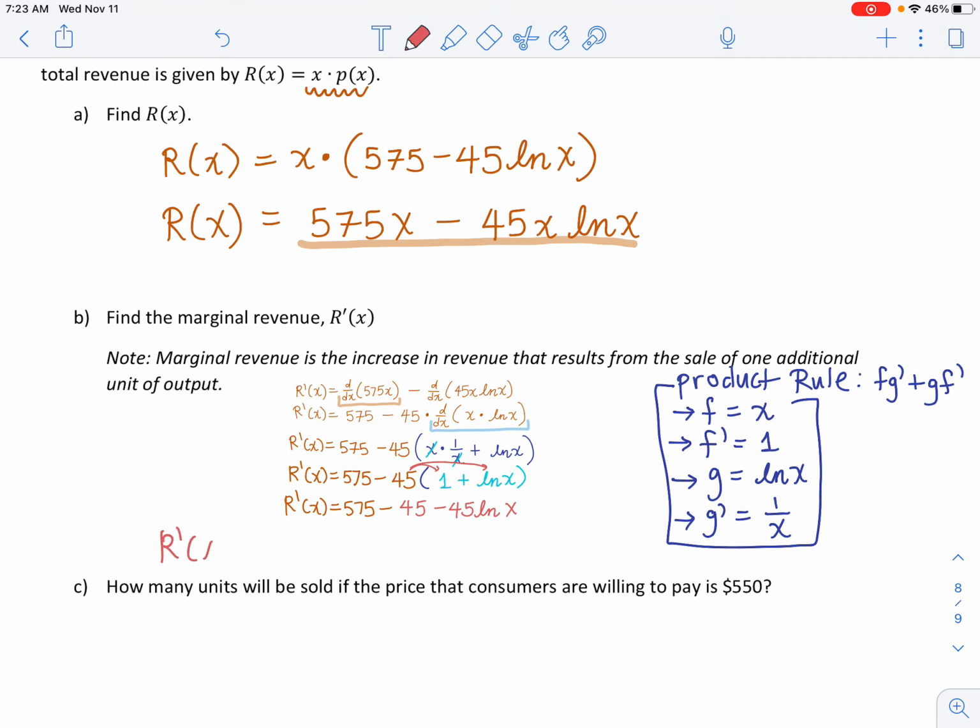So here's my final answer. The marginal revenue function is, I'm going to combine these two. So 575 minus 45.